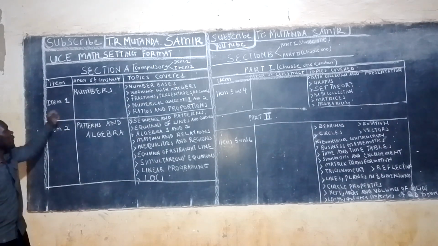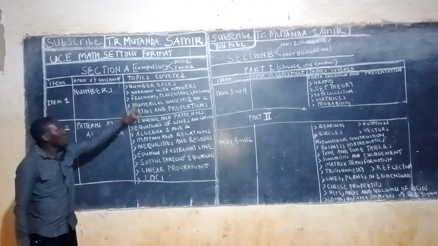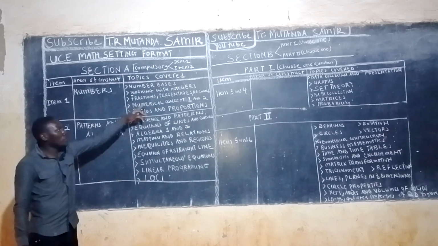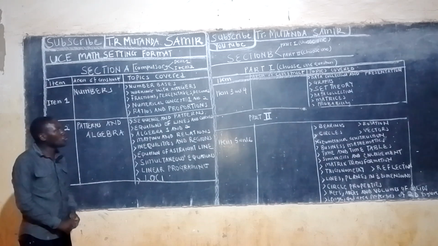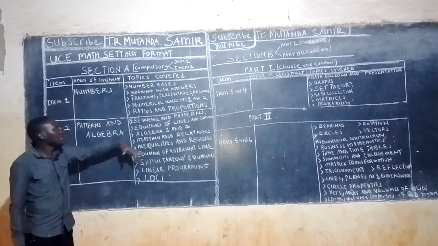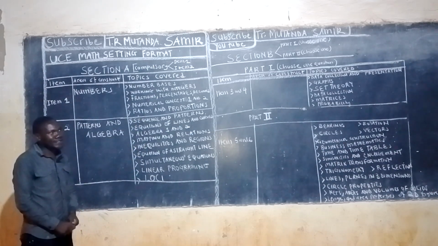In item 1, they set specifically 5 topics: number bases, working with integers, fractions, percentages and decimals, and numerical concepts 1 and 2. Numerical concepts 1 and 2 here mean surds and indices. Then also the ratios and proportions.